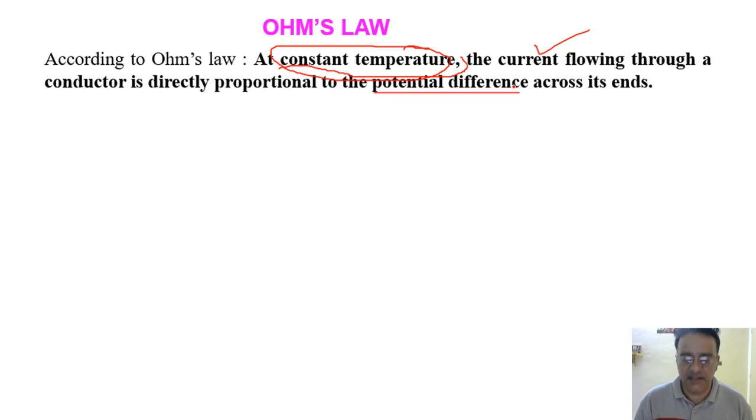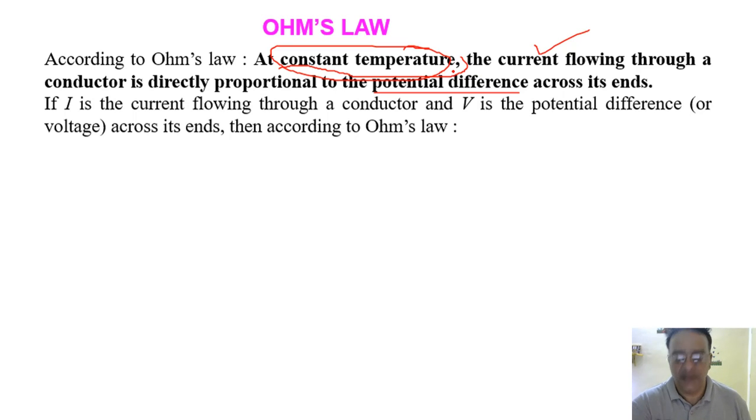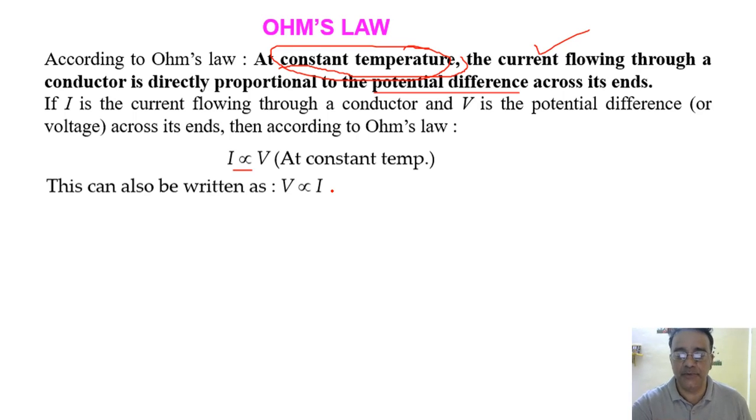So here is the case of directly proportional. If I is the current flowing through a conductor and V is the potential difference across its ends, according to Ohm's law, I is proportional to V. This is the proportionality sign. If I is proportional to V, we can reverse the statement also: V is also proportional to I. This can be written as V is proportional to I.